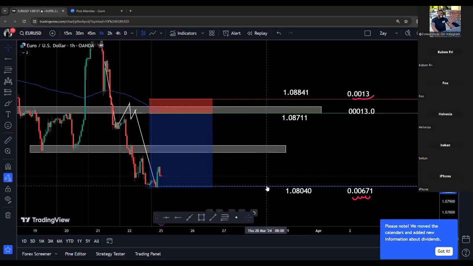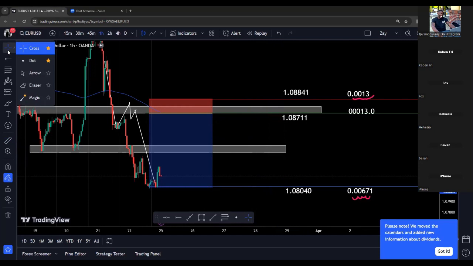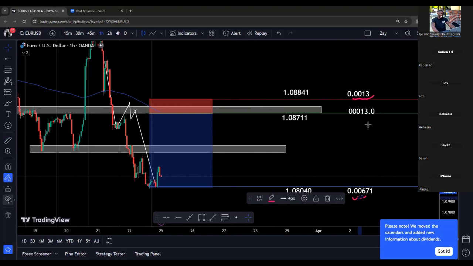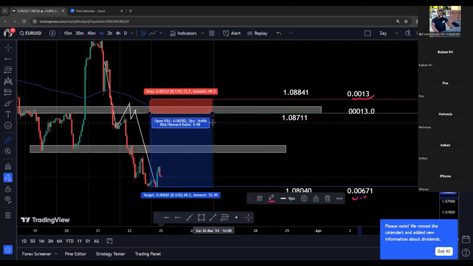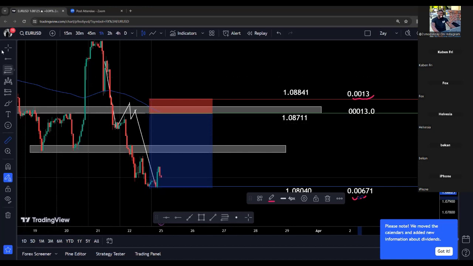All right. So 13 pip risk, 67 pip gain. On this trade, let's say somebody give me an account size. What's a good account size? Somebody said 2,000. 5,000. Okay. Let's go with 2,000 because I heard 2,000 first.